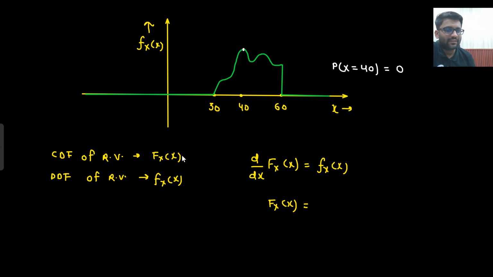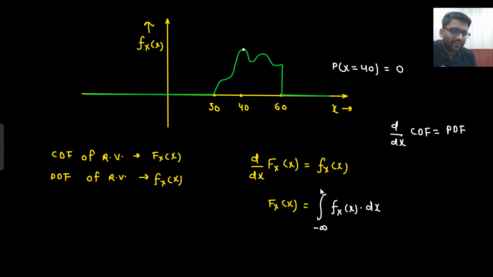So the CDF of a random variable is represented by capital Fx of x, and the PDF is represented by small fx of x, right? And the differentiation of CDF is equal to PDF. From this equation, if you want to get fx of x, what will you do? This differentiation will go to this side and turn into integration. Let me know what the limit will be. If you have studied signals and systems, you will be able to tell the limit. The limit will go from minus infinity to x, right?